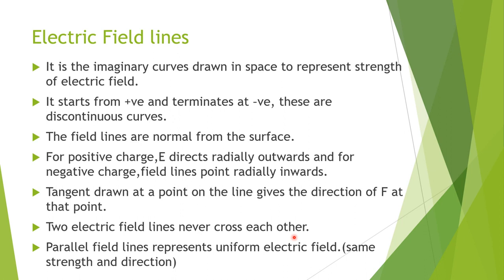Two electric field lines never cross each other. Okay? Parallel field lines represent a uniform electric field. Uniform electric field is a term you will often use throughout the chapter. Uniform field means same strength, same direction, same distance, like that. So they are parallel field lines.